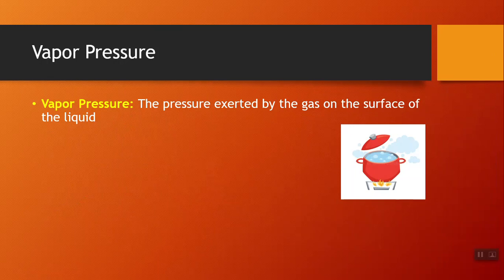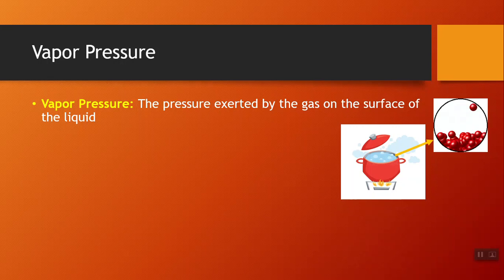So let's talk about what's happening. As we heat up the liquid, the molecules have enough energy to overcome the intermolecular forces to go from being a liquid to a gas, right? So by doing this, there are molecules in the vapor phase above the liquid that produce a pressure, and that pressure is called vapor pressure. So vapor pressure, by definition, is the pressure exerted by the gas on the surface of the liquid.